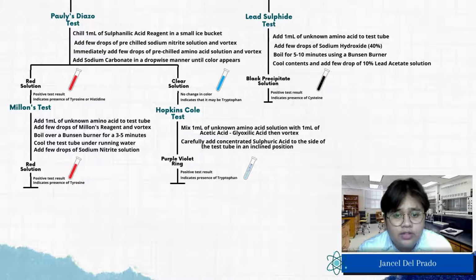Now, going back to the clear solution that will be subjected to the Hopkins-Cole test. This is done by mixing 1 milliliter of the unknown amino acid solution with 1 milliliter of glyoxylic acid. We then carefully add concentrated sulfuric acid to the side of the test tube in an inclined position. Once a purple-violet ring has formed, we can indeed confirm that tryptophan is present in the unknown solution.